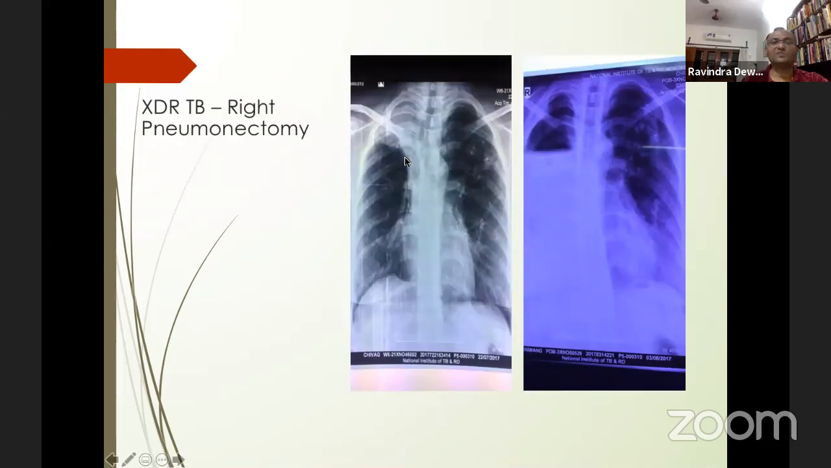Now, this is a case of extremely drug resistant TB who presented with right-sided lesions. As I mentioned earlier, we took up for right upper lobectomy, but later on the operation table, we found that these nodules were sufficiently big, and we ended up doing a right-sided pneumonectomy, and the patient became sputum negative and continued to remain sputum negative.